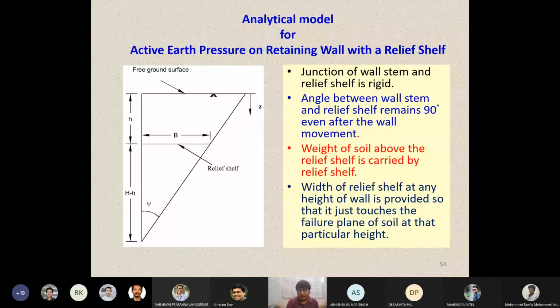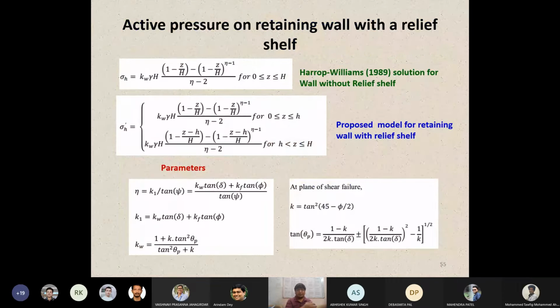So moving to another analytical model, I'm not going into this much again. This one I'll just show you, what exactly interesting thing we found, that we have given how the lateral earth pressure distribution will be varying due to the introduction of the relief shelf. This particular analytical model was proposed for a wall with a single relief shelf, and the only assumption we are involving is that wherever this relief shelf is placed, it will have a width such that it will be touching the shear failure surface which is generated behind the retaining wall. Only this is the crucial assumption we have considered.